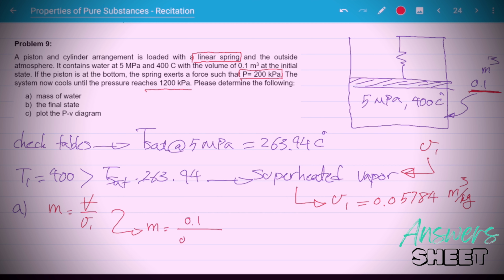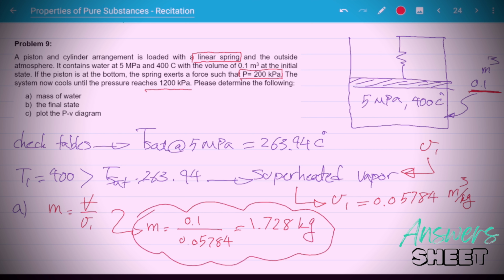Okay, now I can plug in numbers here. Mass is 0.1 over 0.05784, which is 1.728 kilograms. So that's it. We found the mass using the total volume of the system initially, and the specific volume of the system initially.